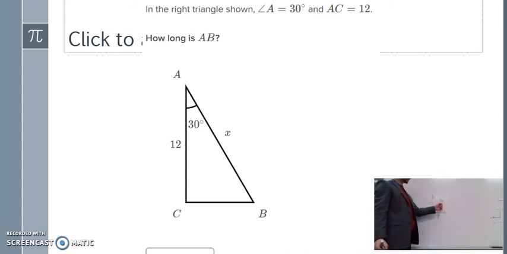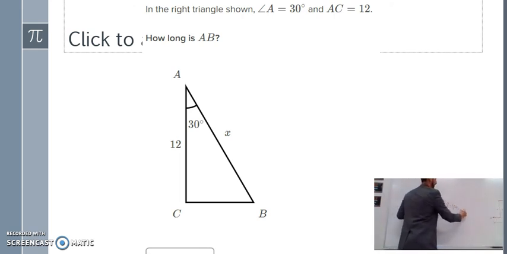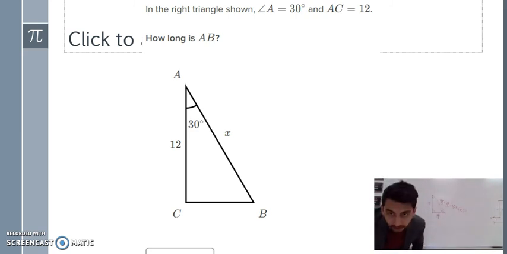As we said before, this isn't the best way to write our answer. So we'll multiply by the square root of 3 over the square root of 3, a fraction equal to 1. And we get 24 times the square root of 3 over 3. And 24 divided by 3 is 8, so 8 times the square root of 3. That would be the answer for your hypotenuse: 8 times the square root of 3.